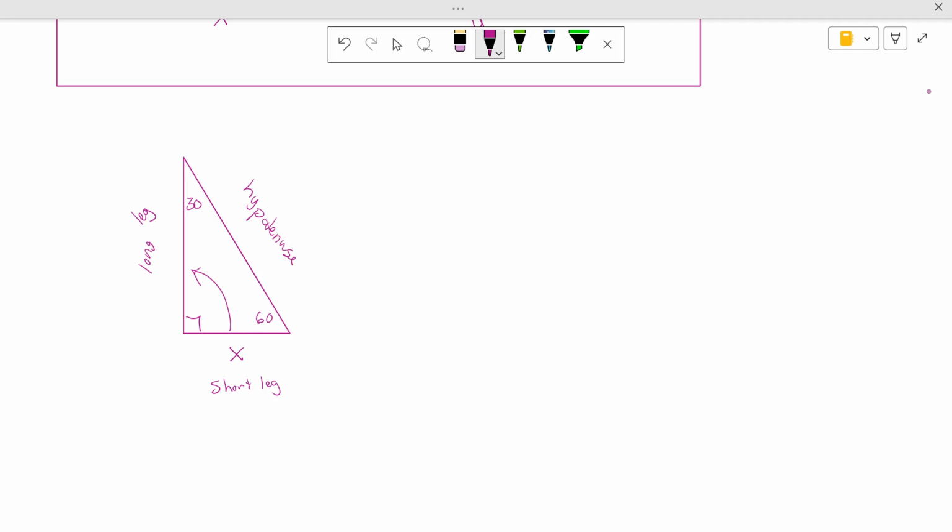So you multiply by what to get to the long leg? Well, you multiply by the square root of 3. Not the square root of 2, the square root of 3 to get to the long leg. So the short leg is x. To get to the long leg, you multiply by the square root of 3. To get the hypotenuse, you multiply by 2.